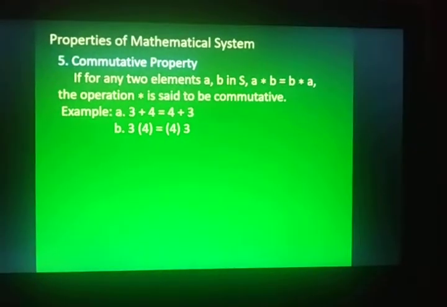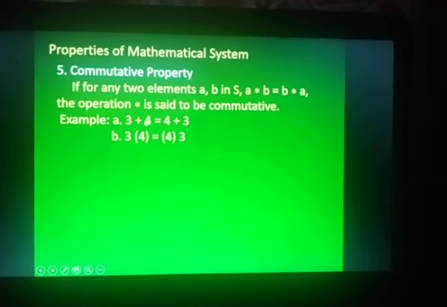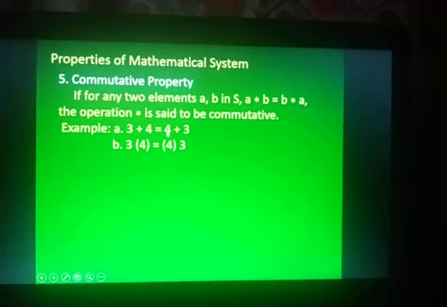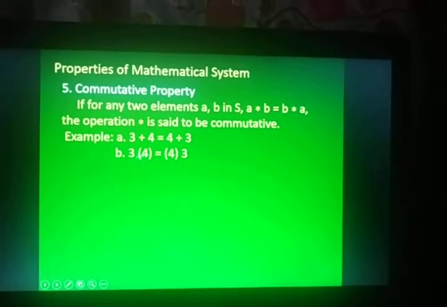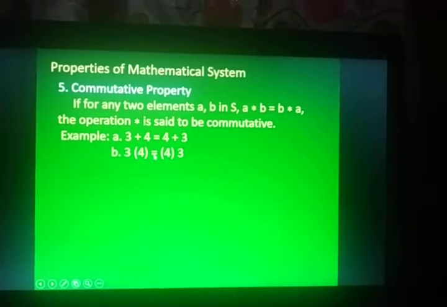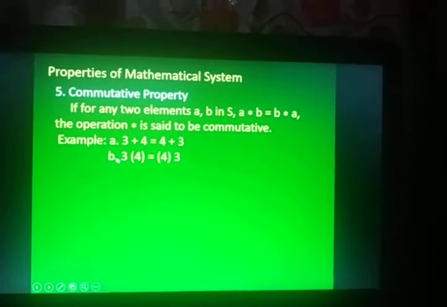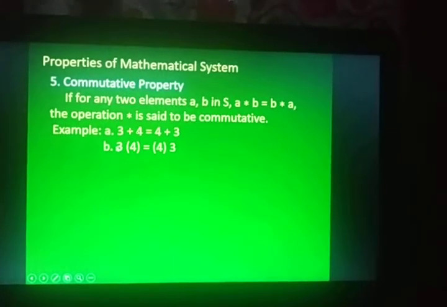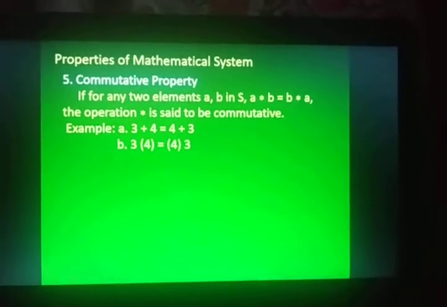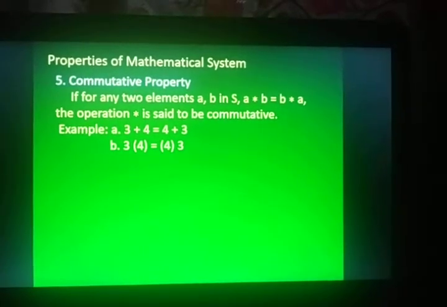Example, letter A, we have 3 plus 4. The answer is still the same with 4 plus 3. Even if you switch the first number, 3 plus 4 is 7, and 4 plus 3, the answer is still 7. Same with multiplication. Letter B, 3 times 4 is 12 equals 4 times 3. Even if you start with 4 multiplied by 3, or 3 times 4, the answer is still 12. Again, associative and commutative are both applicable in addition and multiplication.